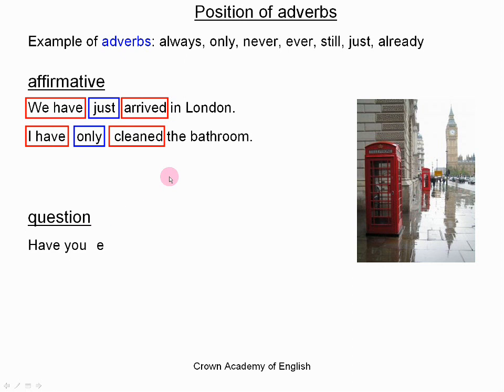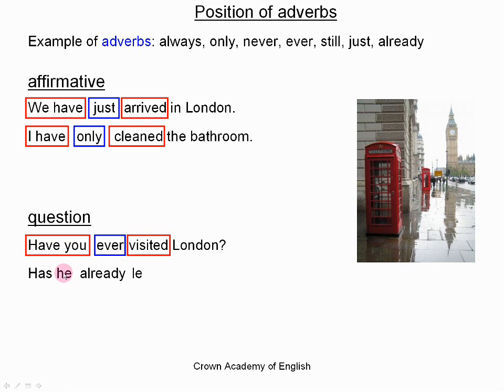Question form. Have you ever visited London? So the present perfect and the adverb. Has he already left the office? And so the adverb, again, it goes between the past participle and the question form of the auxiliary verb have. So after the subject, in fact. Okay?